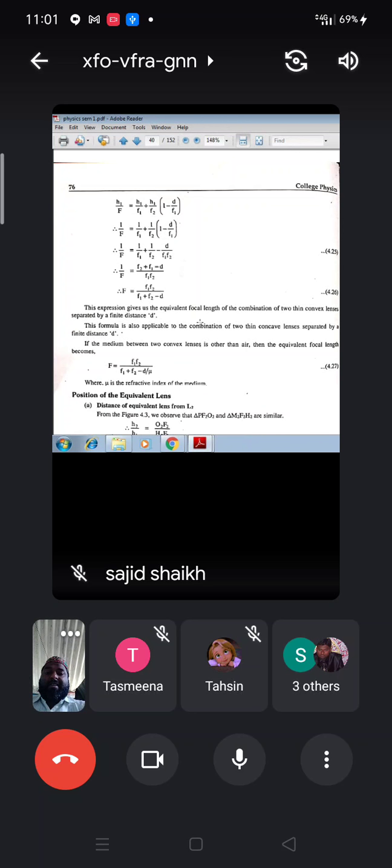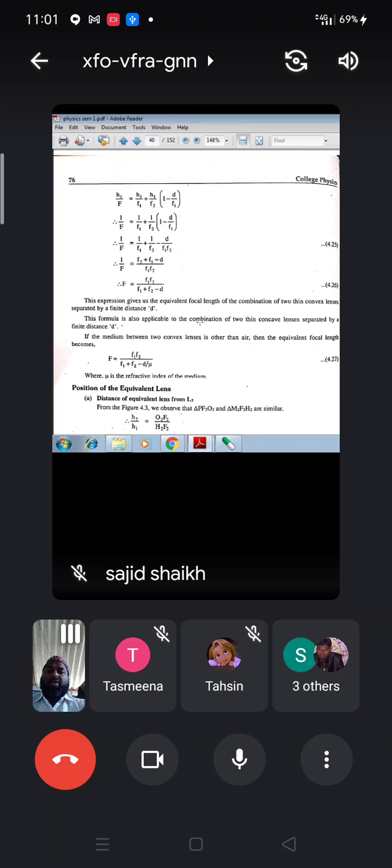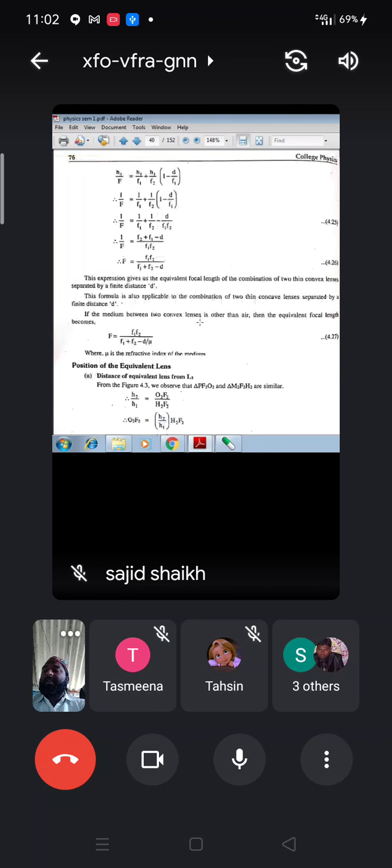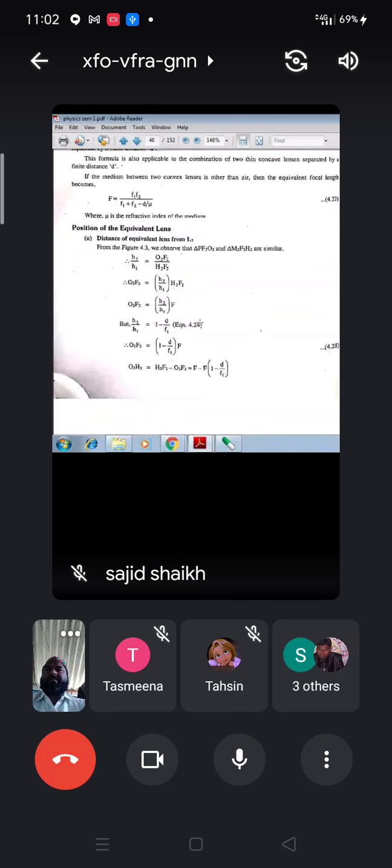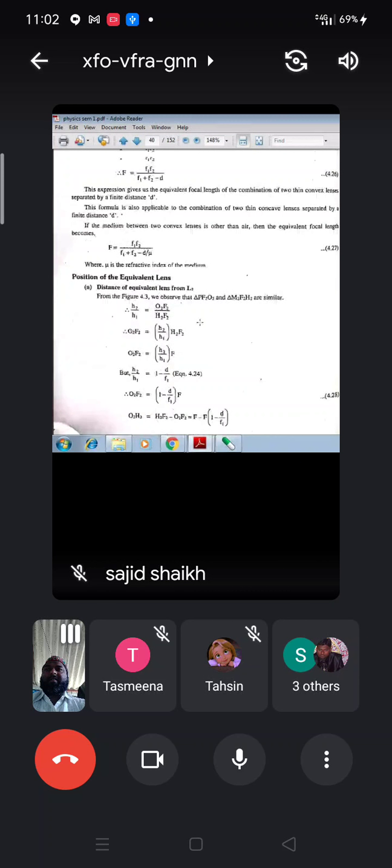Then the position of the equivalent lens. You can zoom in and see it on your own. Then the position of the equivalent lens, the distance of the equivalent lens from L. That is not of our point of interest.